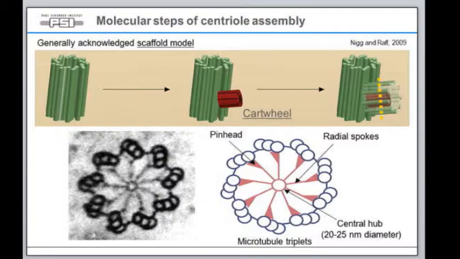Here you see a representation of the cartwheel based on electron microscopy studies. The cartwheel is characterized by a central hub of 20 to 25 nanometers in diameter. It contains radial spokes and a pinhead structure which connects the cartwheel to the microtubule triplet blades.